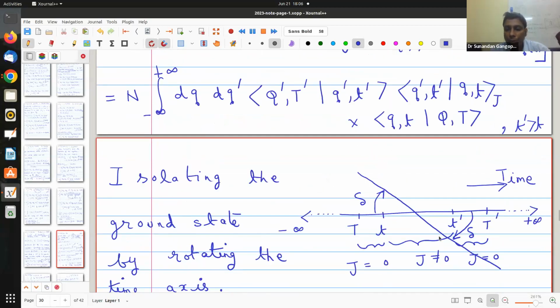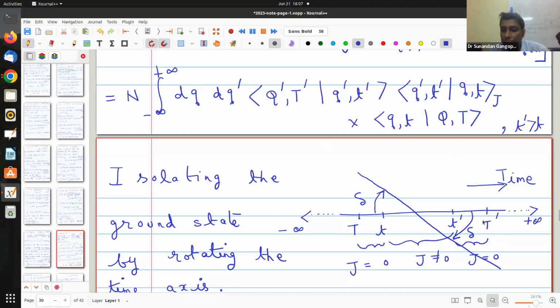Now please look at this diagram carefully. If you see this diagram carefully, then you will find that there are three time zones. One is from -infinity to capital T, and then from capital T to small t. In this full region, the external source j is equal to 0. The external source is switched on in the time interval small t to t prime. So in this interval, j is not equal to 0, and therefore this particular overlap from q t to q prime t prime is in the presence of the external source j.